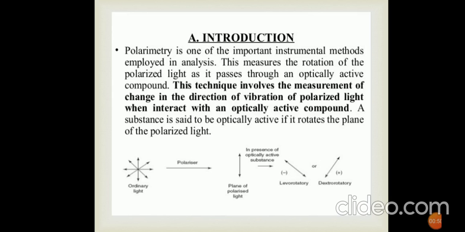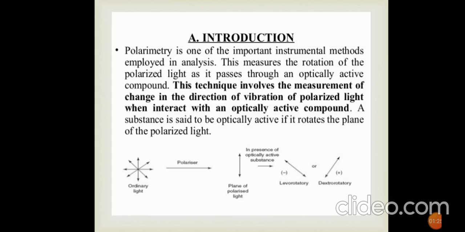Polarimetry is one of the important instrumental methods in analysis. This measures the rotation of the polarized light. The very important part is what exactly it measures: the rotation of the polarized light as it passes through an optically active compound. Whenever we are checking whether a compound is optically active or not, we calculate it from this method or this instrument.